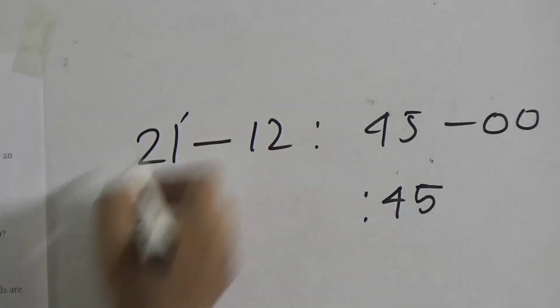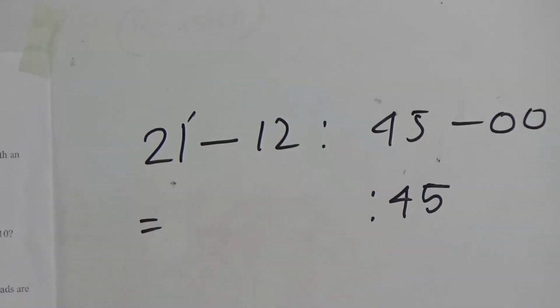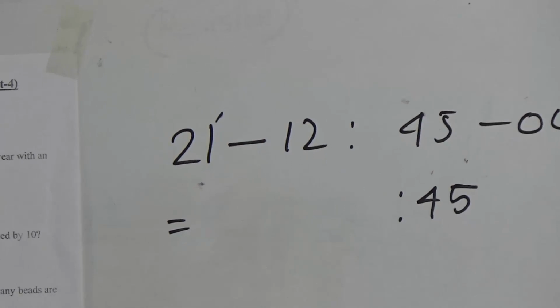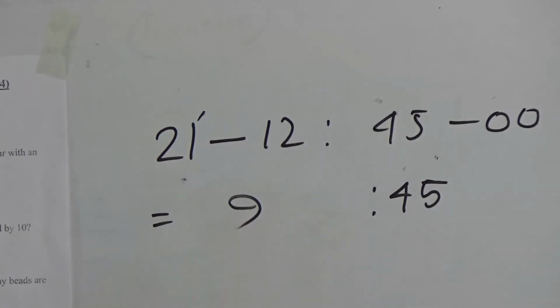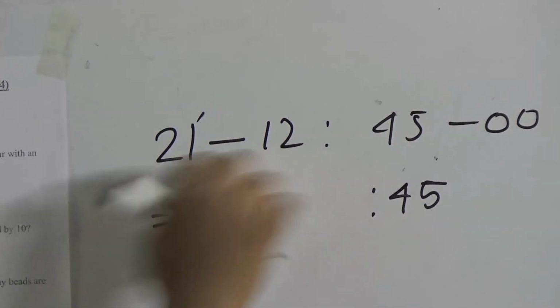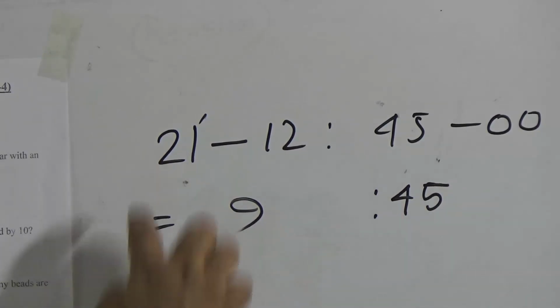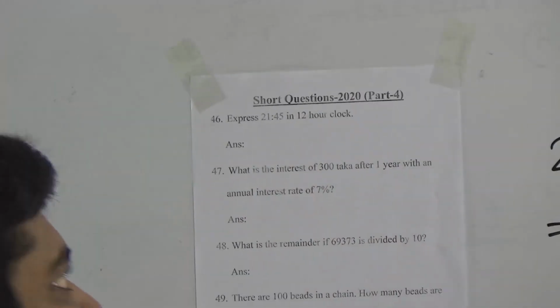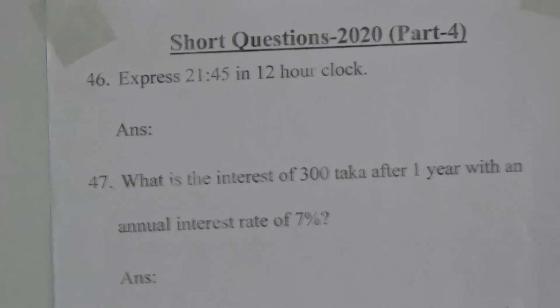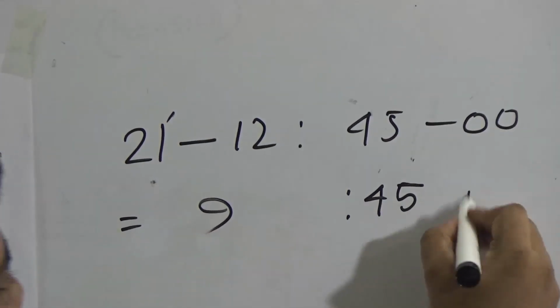Here you notice 1 is smaller than 2, so we consider this as 11. Now 11 minus 2 is 9. And that 1 is added to this 1, so it becomes 2. If we subtract 2 from 2, we get 0. I hope you have understood. So if I convert 21 hours 45 minutes into 12-hour clock, it will be 9 hours 45 minutes, that means 9:45 p.m.